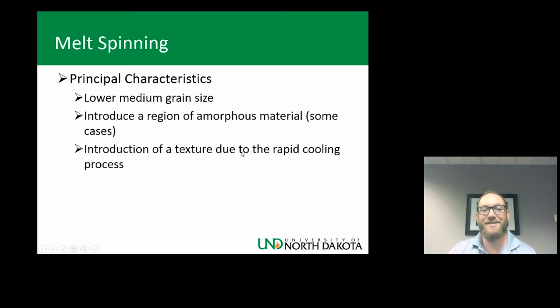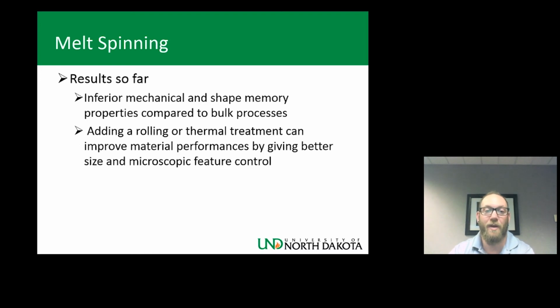The principal characteristics in melt spinning: it has proven to give lower average grain sizes. You can introduce a region of amorphous material in some cases, and they're finding that you can introduce some textures due to the rapid cooling process. The results so far have been inferior for mechanical and shape memory properties when compared to the normal bulk processes, but they have found that adding a rolling or thermal treatment can improve the material performance and give better size and microscopic feature control.